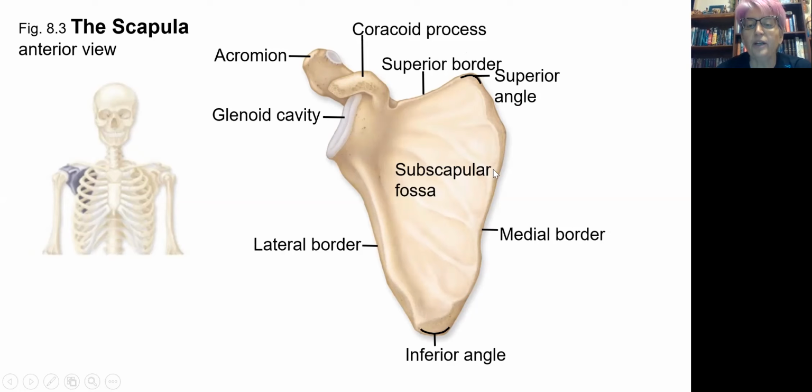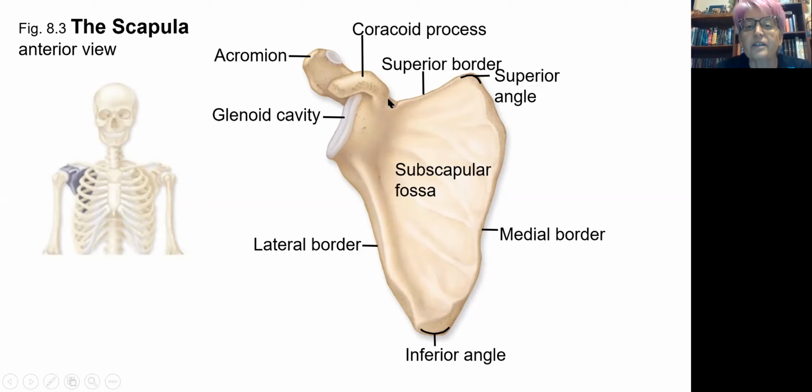Let's see, other markings. This whole part, this whole front of the scapula is called the subscapular fossa. And on your body, the scapula actually kind of tilts forward like that. So this subscapular fossa is actually on the bottom. It's actually under the scapula, the way that your shoulder blades actually sit on your body. And it is kind of indented. You can see that on a real scapula. This indentation right here is the glenoid cavity. That is where the humerus articulates with the scapula.